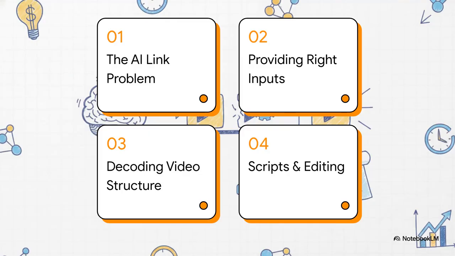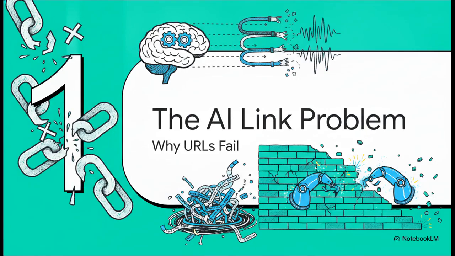All right, so let's dive into this. Here is our roadmap for today. First, the AI link problem. Second, providing the right inputs. Third, decoding the video structure. And finally, number 4, scripts, prompts, and editing. Let's jump right into part 1, the AI link problem, and why URLs fail.